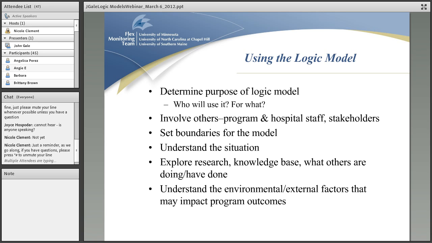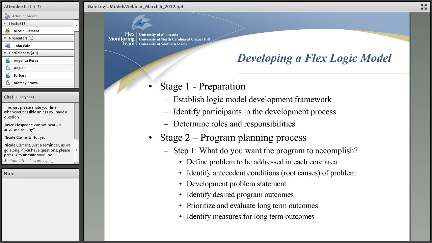And very clearly also, as I mentioned, understanding the environmental and external factors that may impact program outcomes, figuring out who else might be working with the hospitals. If, in fact, you're looking at a quality improvement intervention and the hospital association or the QIO is doing some similar work around this area, it's best to know and coordinate rather than duplicate and step on top of each other.